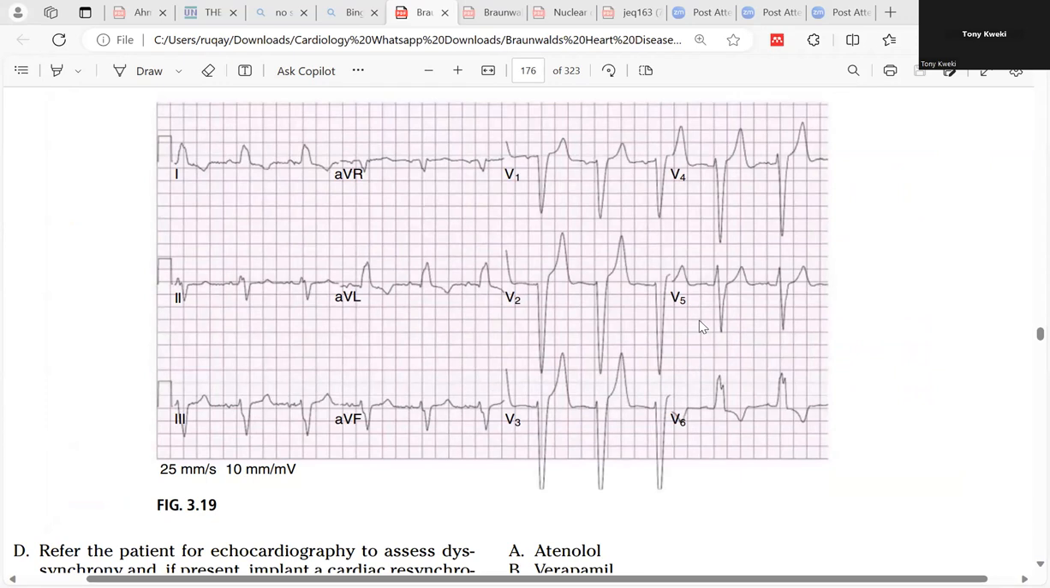All right, so this is the patient's ECG. Let's pay attention to the QRS, because that is one most important determinant of whether or not he's going to need a CRT or not. So if you look at the ECG here, particularly if you look at V1 and V6, you can see that it's looking more like he has a left bundle branch block pattern and wide QRS complex. Let's go back to the question.